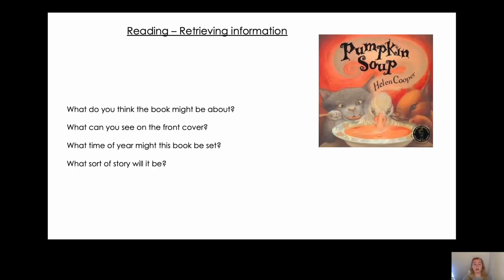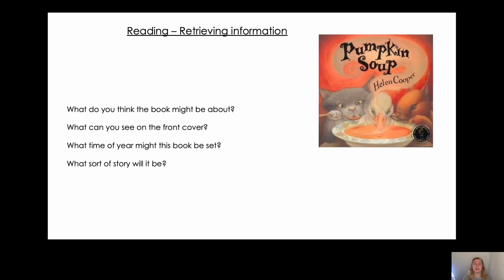What time of year might this book be set? And what sort of story will it be? Will it be a funny story? Will it be an adventure story? Will it be a happy story, a sad story? What sort of story do you think Pumpkin Soup will be? Okay, so pause the video now and have a think about these questions.